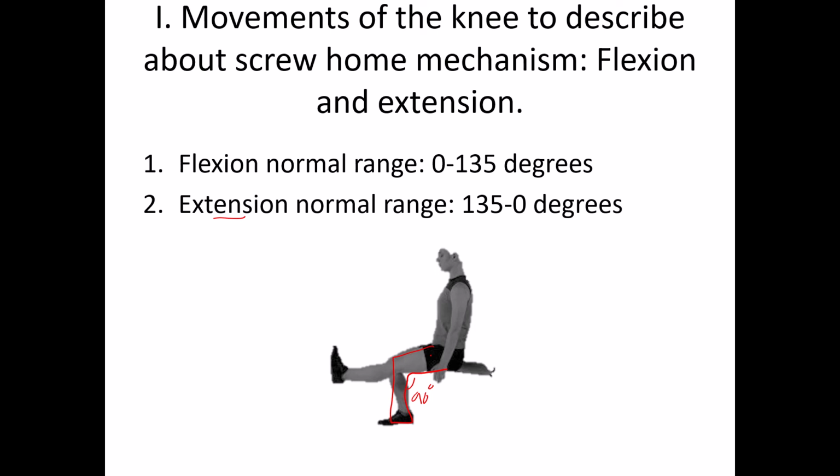There's one more term known as genu recurvatum. I'll write it down for you all. Genu recurvatum, which is normally about 0 to 5 degrees. Genu recurvatum is nothing but hyperextension of the knee. If it is more than 5 degrees, definitely it is abnormal.